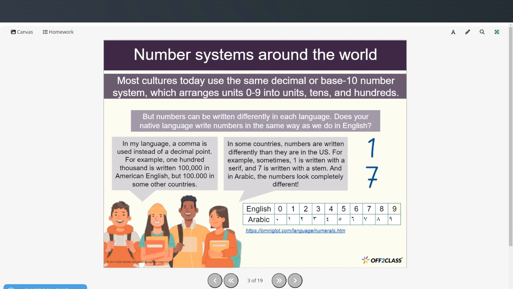In some countries, numbers are written differently than they are in the US. For example, sometimes 1 is written with a serif and 7 is written with a stem. And in Arabic, the numbers look completely different.